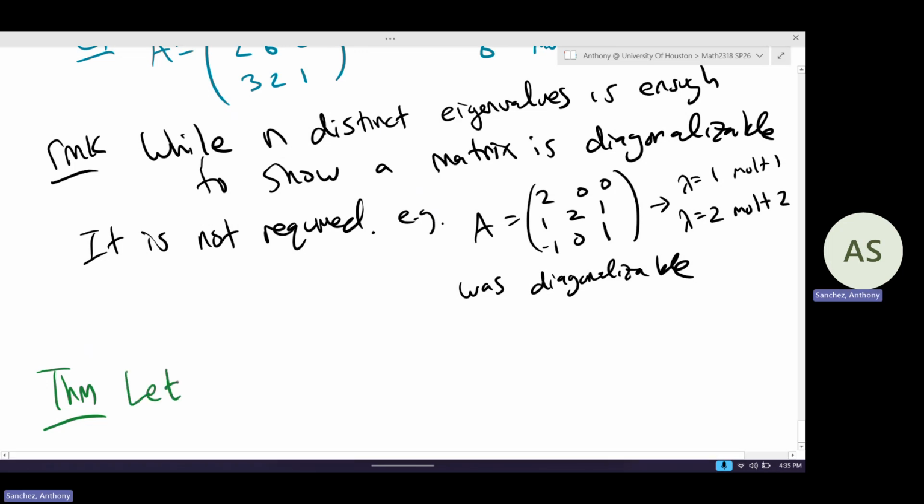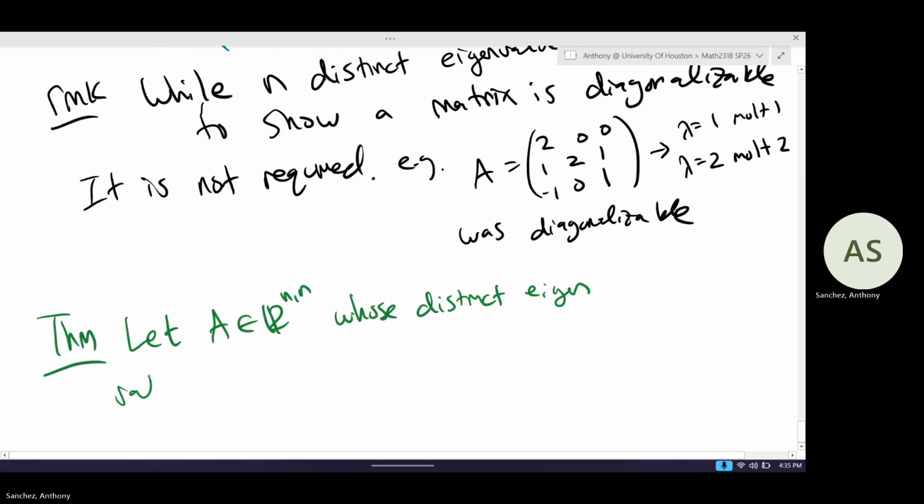Okay, so let A be in R^(n×n), whose distinct eigenvalues are lambda_i, where i goes from 1 up to however many distinct eigenvalues you have. Of course, the maximum number of distinct eigenvalues you can have is going to be n.